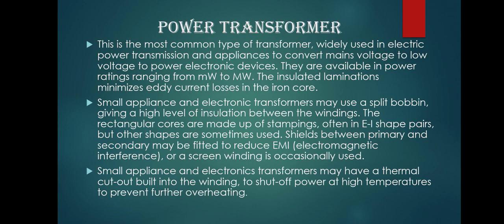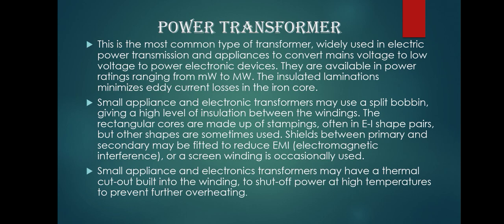Power transformer. This is the most common type of transformer, widely used in electrical power transmission and applications to convert mains voltage to low voltage to power electronic devices. They are available in power ratings ranging from mW to MW. The insulated laminations minimize eddy current losses in the iron core.